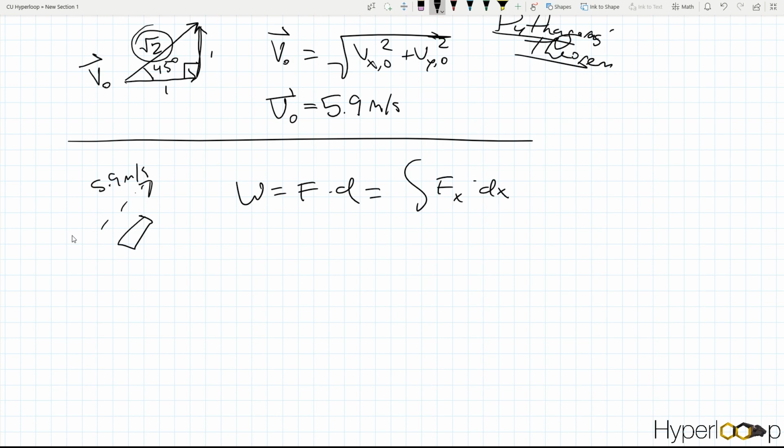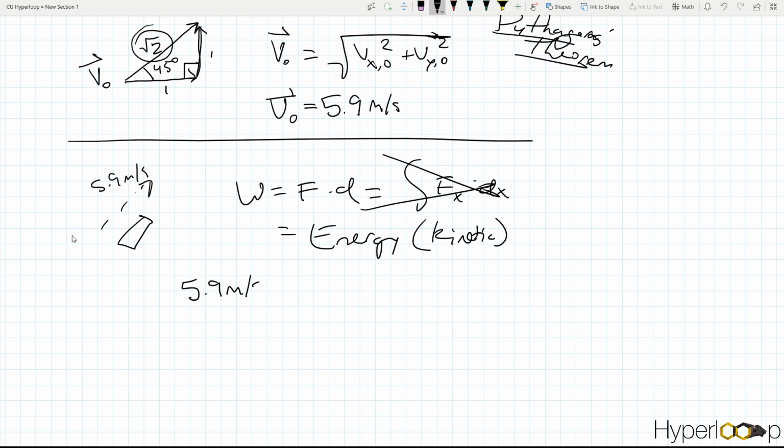But if you haven't taken calculus yet, don't worry about that. Just kind of recognize that this is the concept we're talking about. And this force times the distance is actually equal to energy. And in this case, specifically kinetic energy, which just refers to the amount of energy an object has because of movement. So we've got 5.9 meters per second of velocity, and we just wrote that down because we need to talk about kinetic energy first.